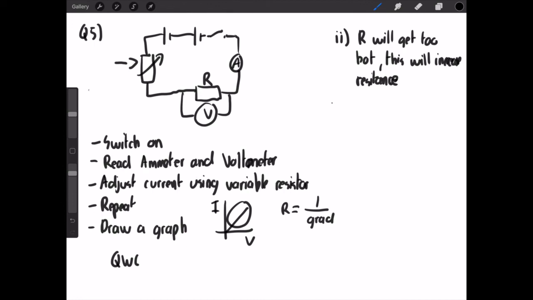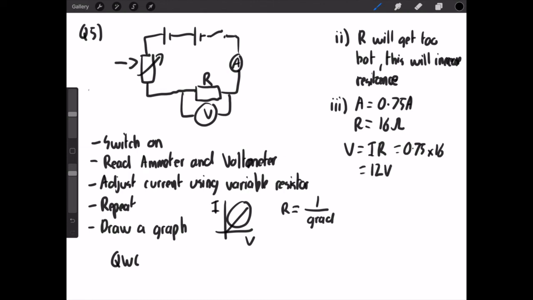Okay, part 3. In an experiment in this circuit, the ammeter reading was 0.75, so A was 0.75 amps, and the calculated value of the resistor was 16, so R equals 16 ohms. What is the voltmeter reading? Well, it's just Ohm's law. V equals IR, so 0.75 times 16 gives you 12 volts.